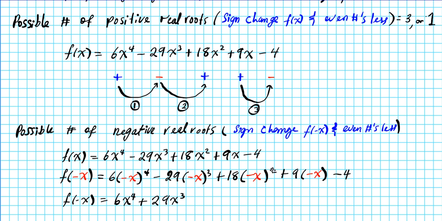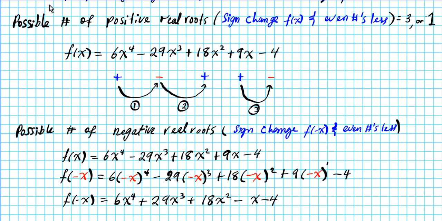And then negative x raised to an even power becomes positive. Positive times positive is positive 18x squared. This is being raised to 1, which is an odd power. So the negativity still remains. We multiply that by plus. We have minus 9x minus 4.